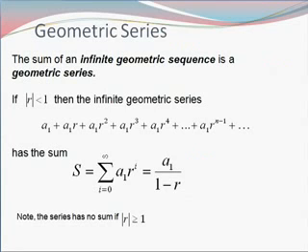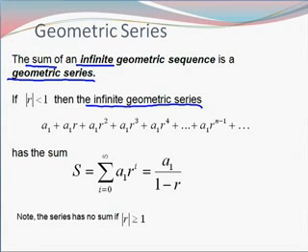Okay, just like with your arithmetic sequences and series, we also have infinite geometric sequences, and the sum of this is called a geometric series. If the magnitude of r is less than 1, then the infinite geometric series is the sum a1 plus a1r plus a1r squared, on and on all the way out to infinity.